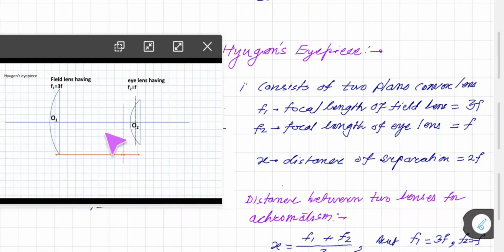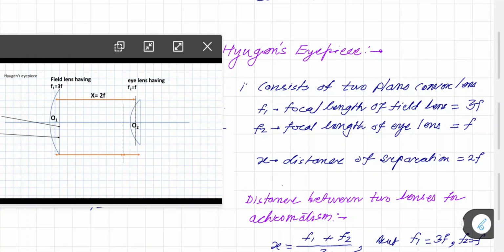Here we are going to see the distance between these two lenses. First, in the case of this eyepiece, the field lens has focal length f1 equal to 3f, whereas the eye lens has focal length f2 equal to f. So the focal length of the field lens is 3 times greater than that of the eye lens. That is the first thing. Second, the distance between these two lenses is kept x equal to 2f.